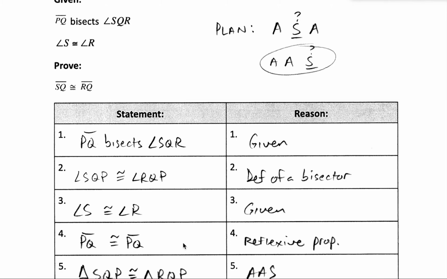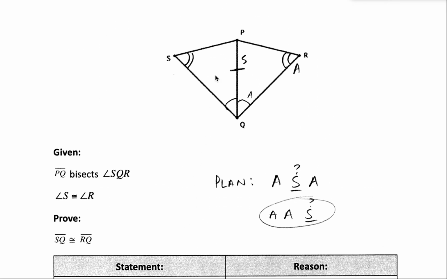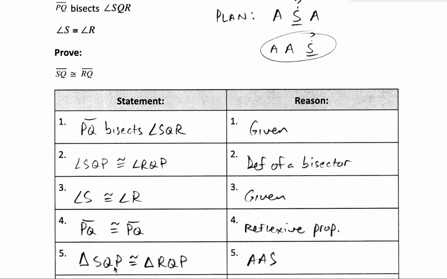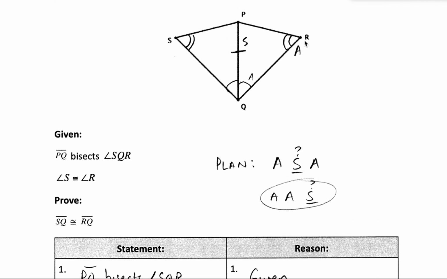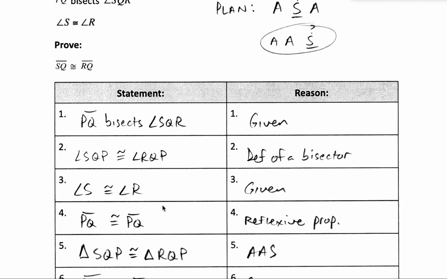Now we know the 2 triangles are congruent, so we can name the 2 triangles. For example, the triangle on the left we could call SQP. If we do that, we got to make sure and name the right triangle using corresponding parts in the same order. So S corresponds with R, Q corresponds with itself, and P corresponds with itself. Those 2 triangles are congruent because of angle, angle, side. That's what we determined.